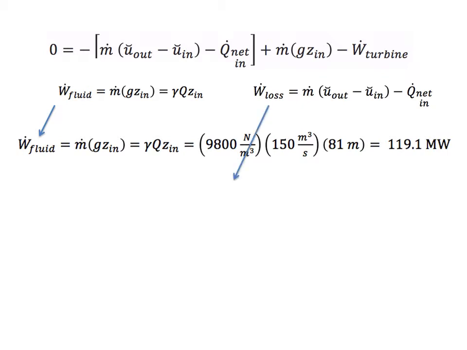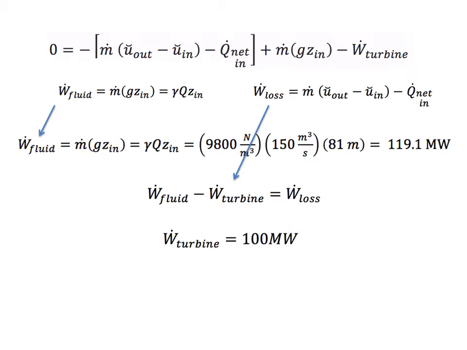The work lost is equal to the work done by the fluid minus the work done by the turbine. And since the work done by the turbine was equal to 100 megawatts, we have 119.1 megawatts minus 100 megawatts, which gives you a work lost of 19.1 megawatts.